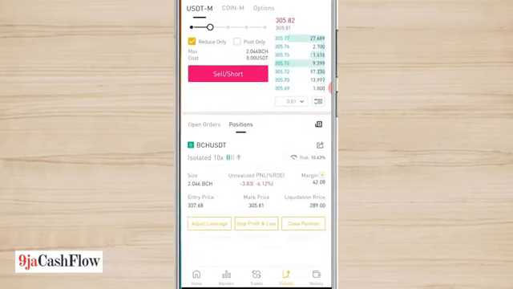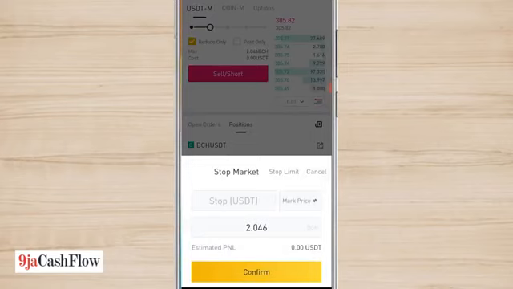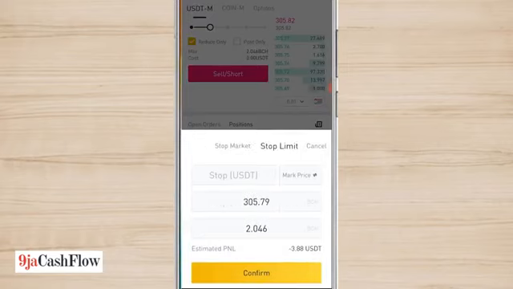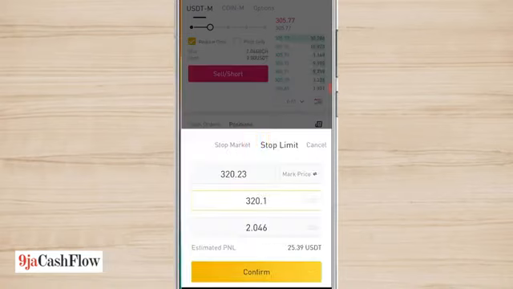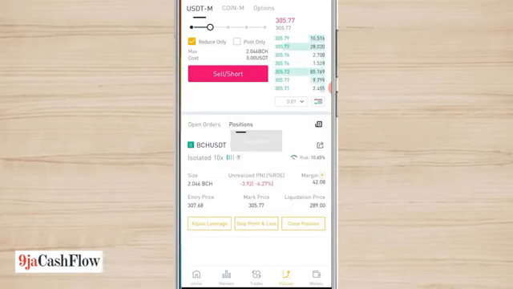Next, make sure that you set a stop profit or stop loss. The same way I set the stop loss, I can set the stop profit. If the price gets to 320.23, sell my Bitcoin Cash at 320.1. How much profit am I making? $25. Confirm the sale.